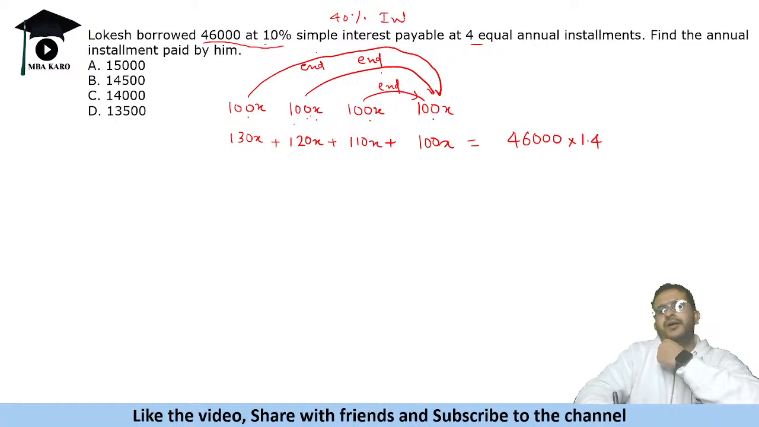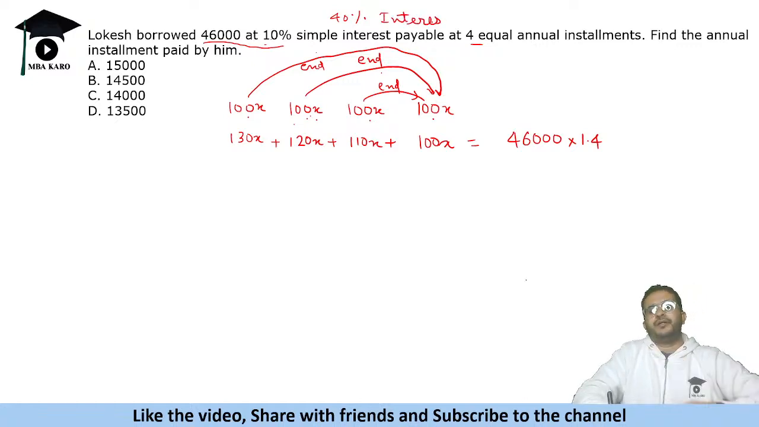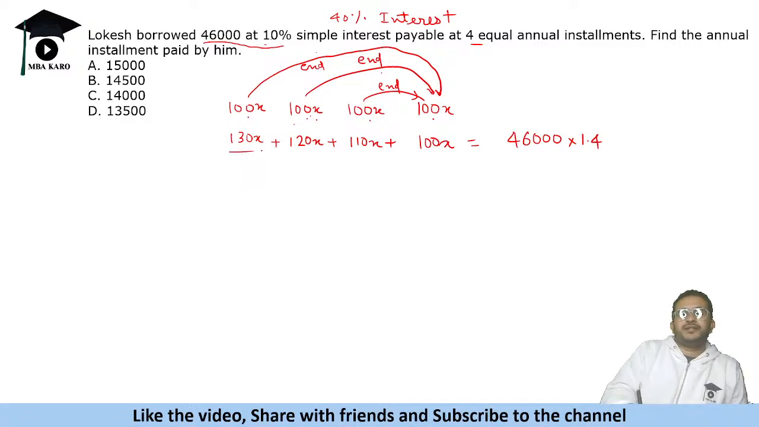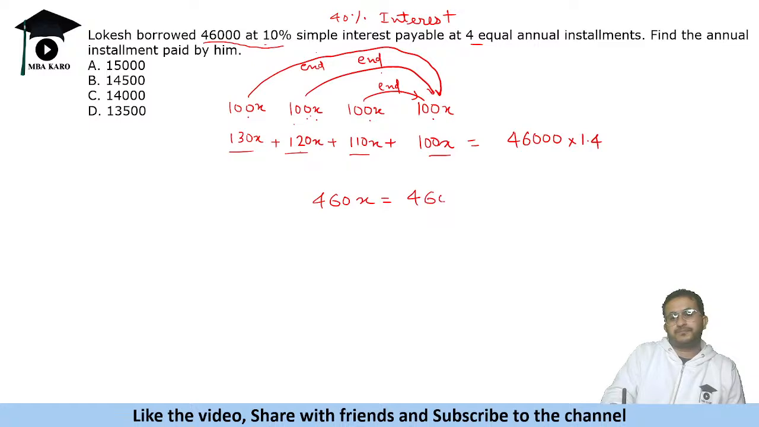Okay. Now see this. This is 460x. We need to find the value of 100x. That is the annual installment that we are talking about. So 100x will be 40,000.